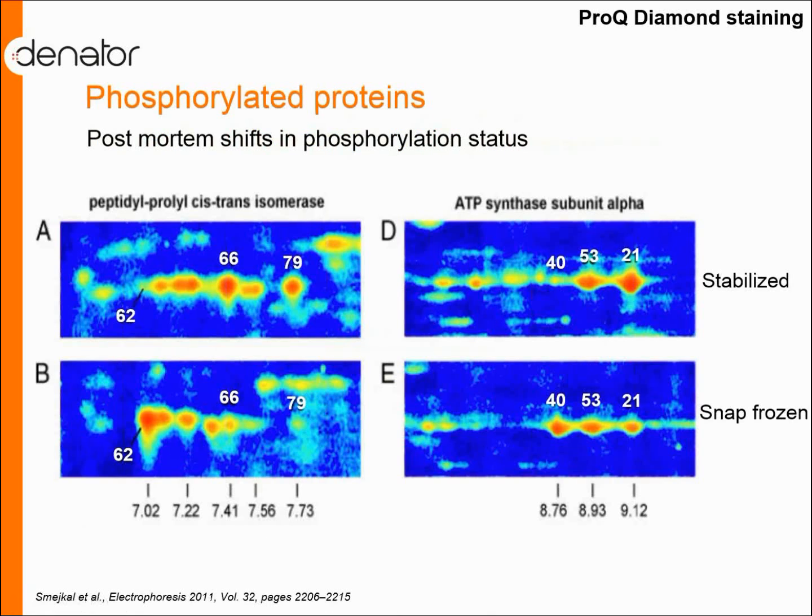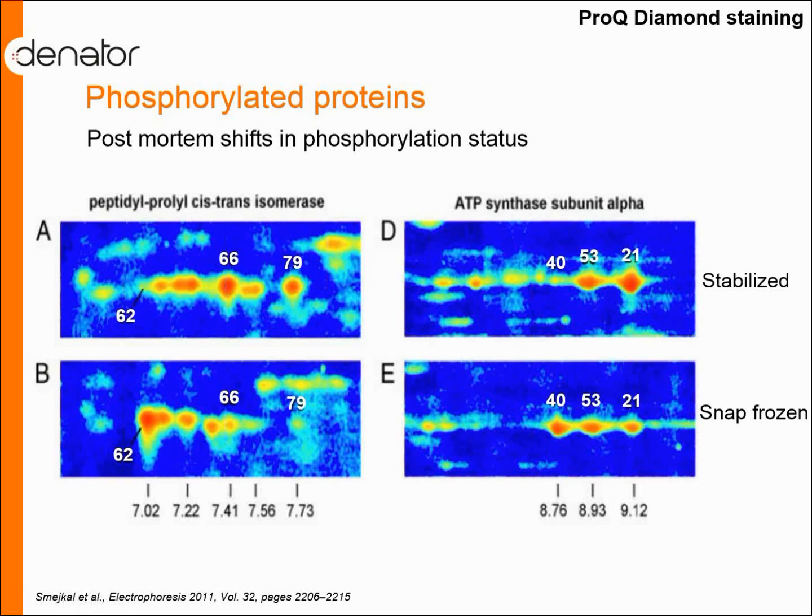The second example is phosphorylated proteins. This is in the 2D gel, and we're looking at a train of spots. The upper panels, A and D, are the stabilized sample. The lower panels, B and E, are the snap frozen sample. And the left two panels, A and B, are from this cis-trans isomerase protein that was identified as 3 isoforms, at spot numbers 62, 66, and 79.